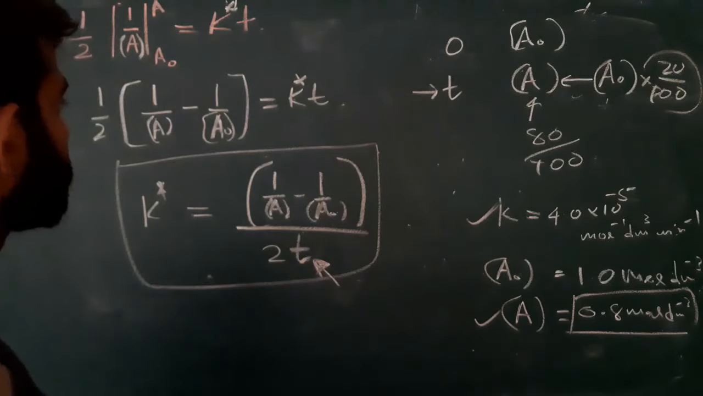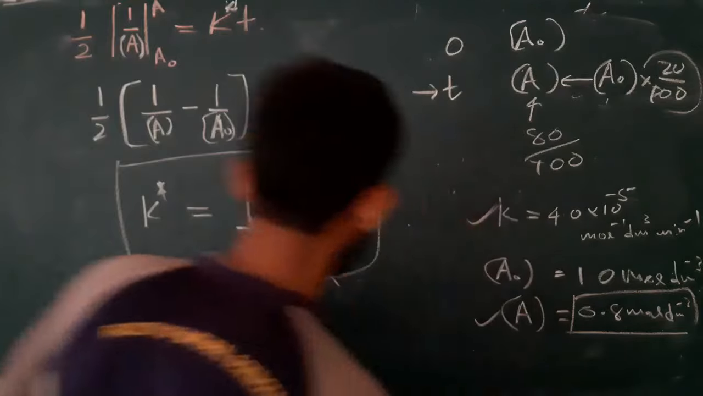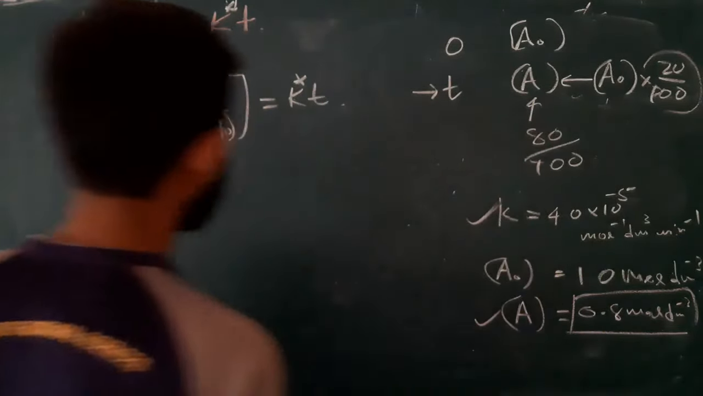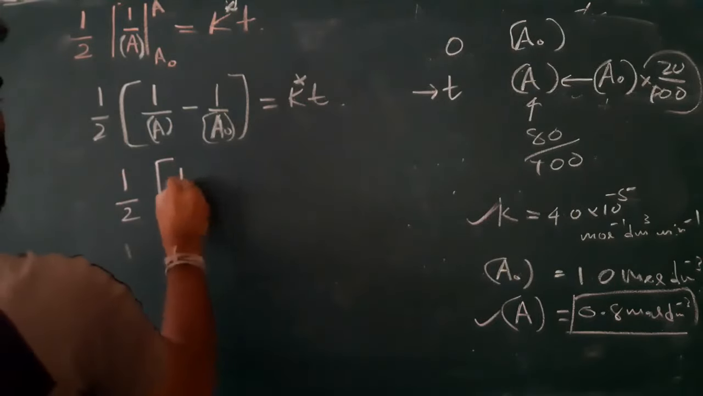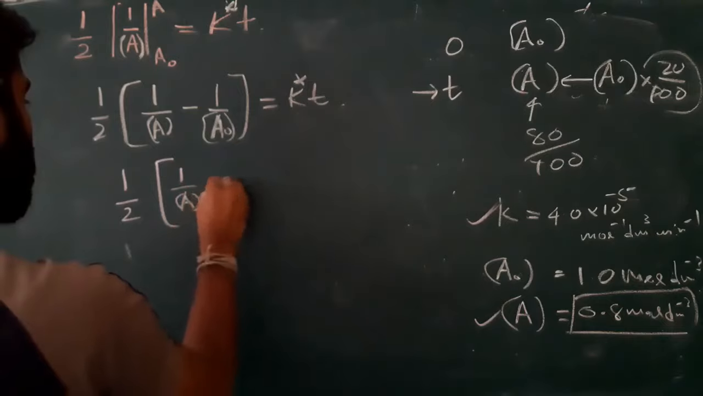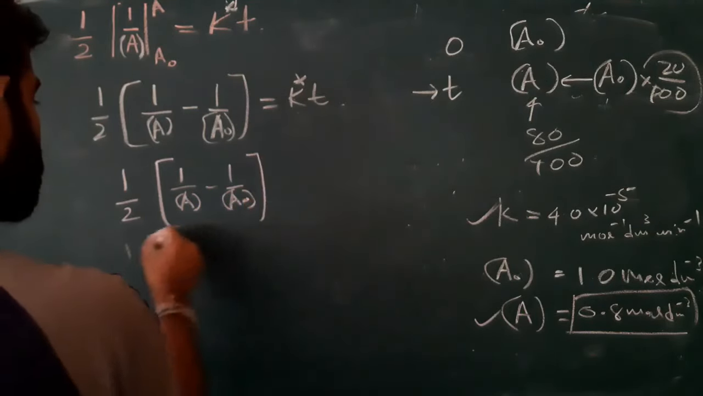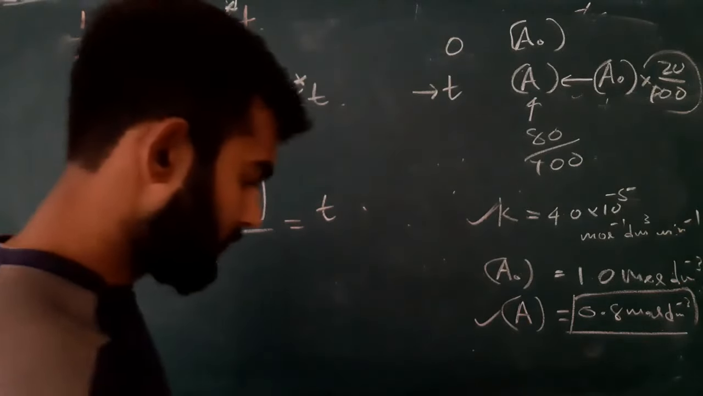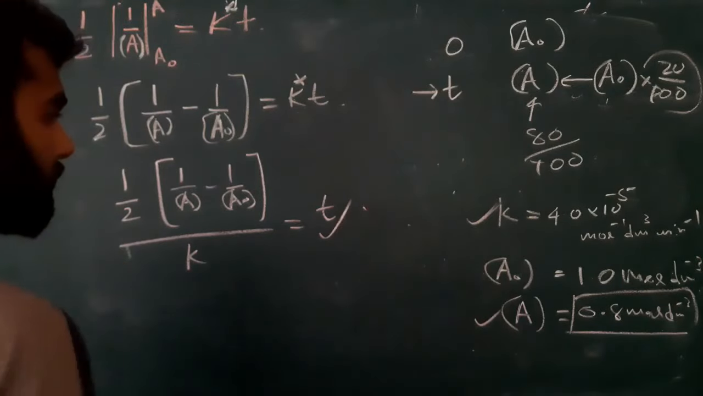From this equation we have to derive the expression for t and calculate the time. Okay, so if we use this common expression, we can derive the expression for time. So half, 1 over a minus 1 over a naught, divided by k, equals t. This is the expression for time and we will calculate the time.